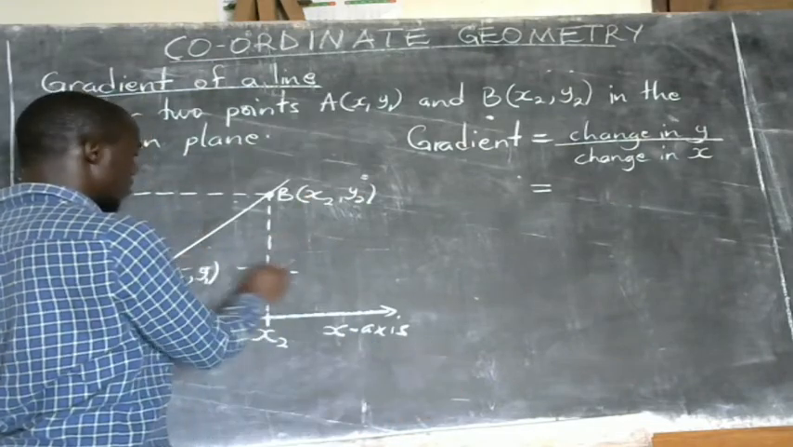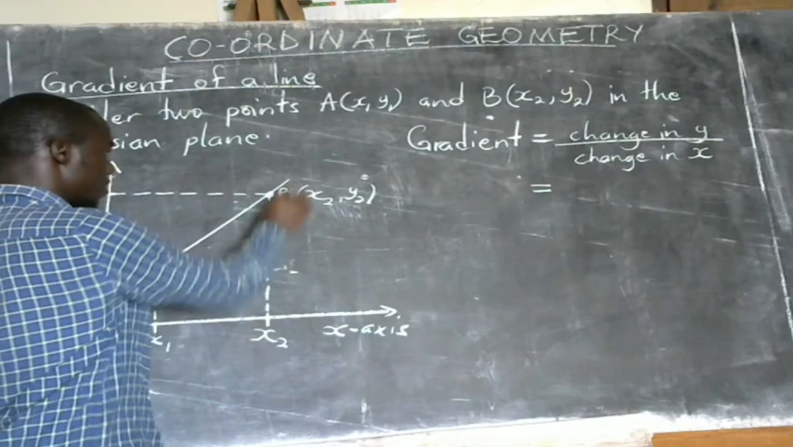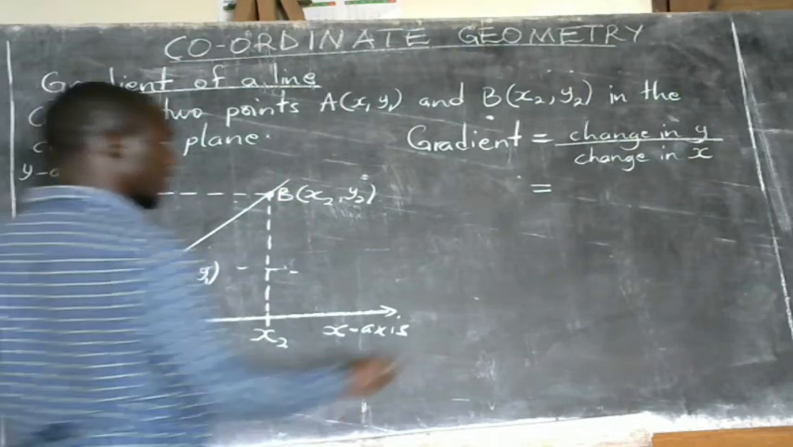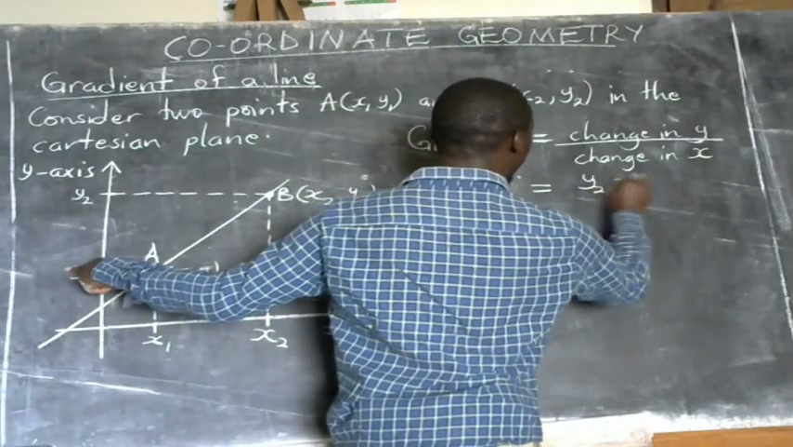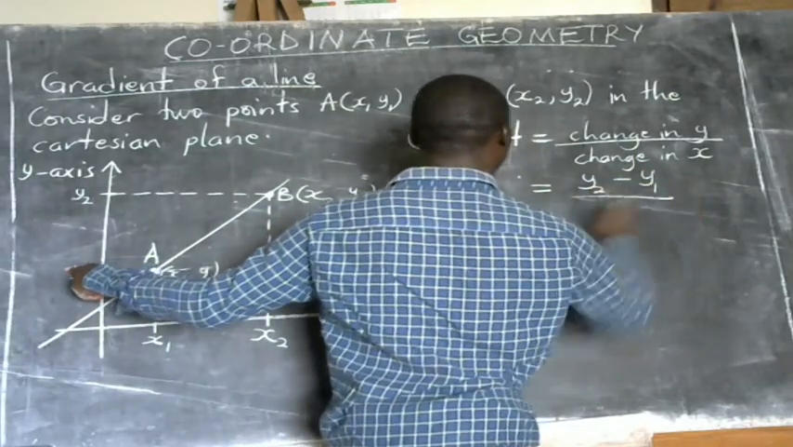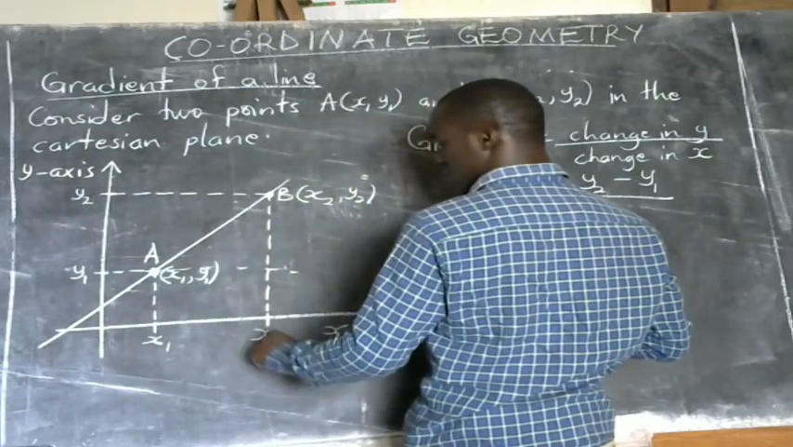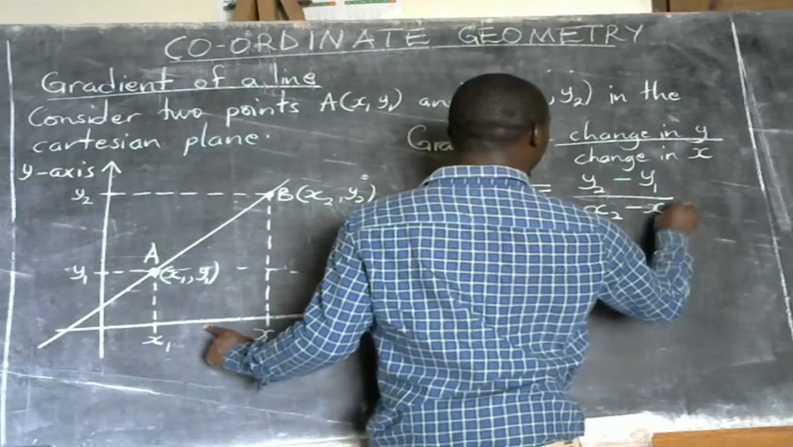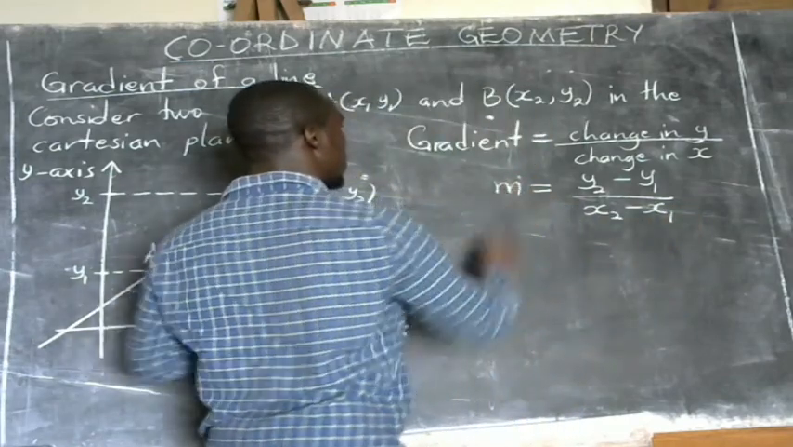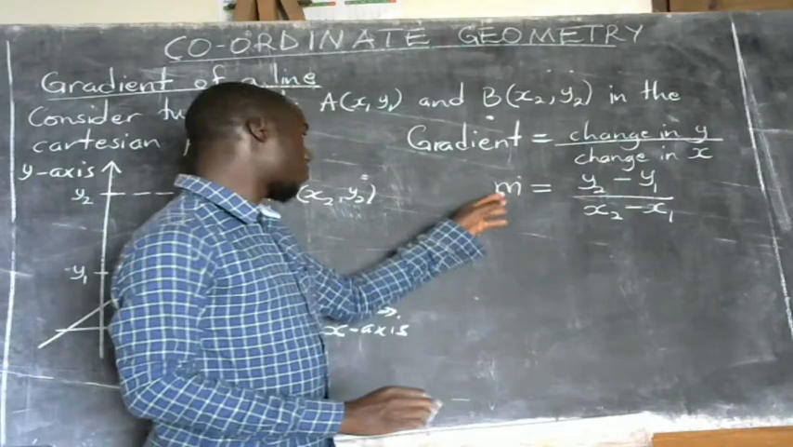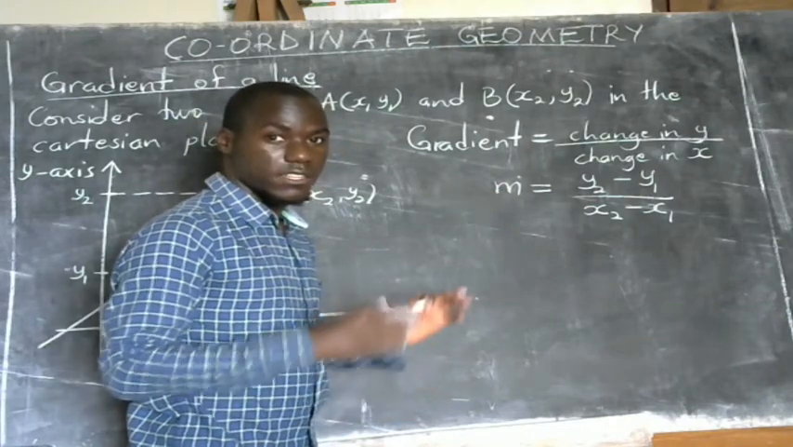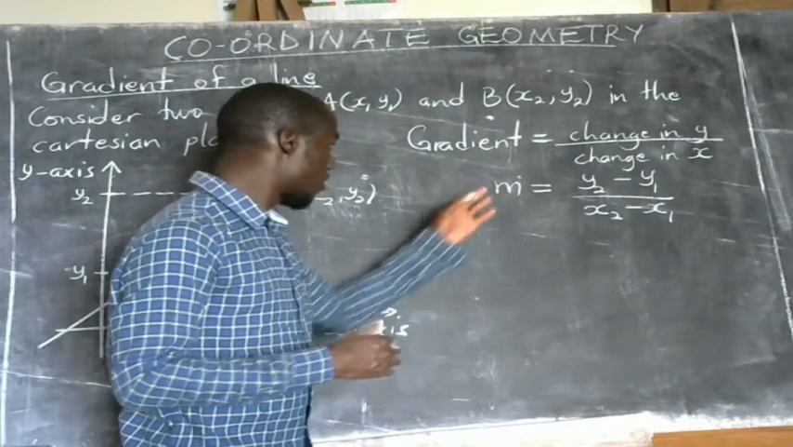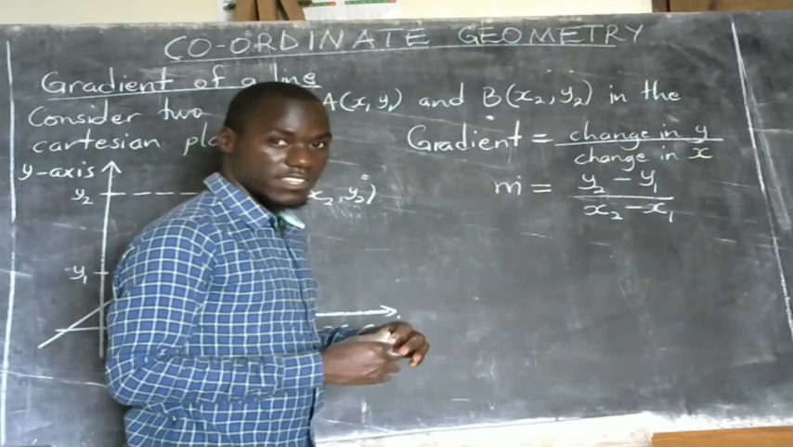So my change in the y values is y2 minus y1, all over the change in the x values, x2 minus x1. So that gives me my gradient. Now I'm going to temporarily call it M, and as we go along, we shall be talking about that M as the gradient.